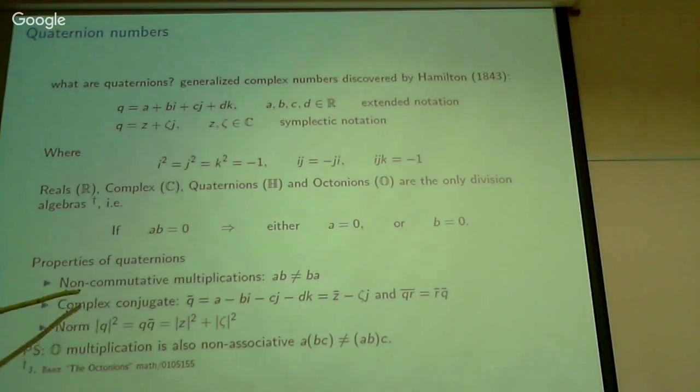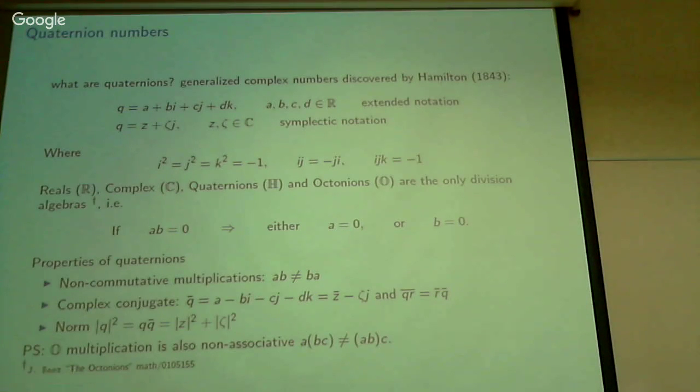The octonions are non-commutative and also non-associative. But I am not interested now in octonions. We are just working with quaternions. Some properties: they are non-commutative, they are associative. They have a complex conjugate, as any complex number. We can also define a norm of the quaternions. And a reference which explains some basic facts about quaternions may be found in this article of John Baez, The Octonions.